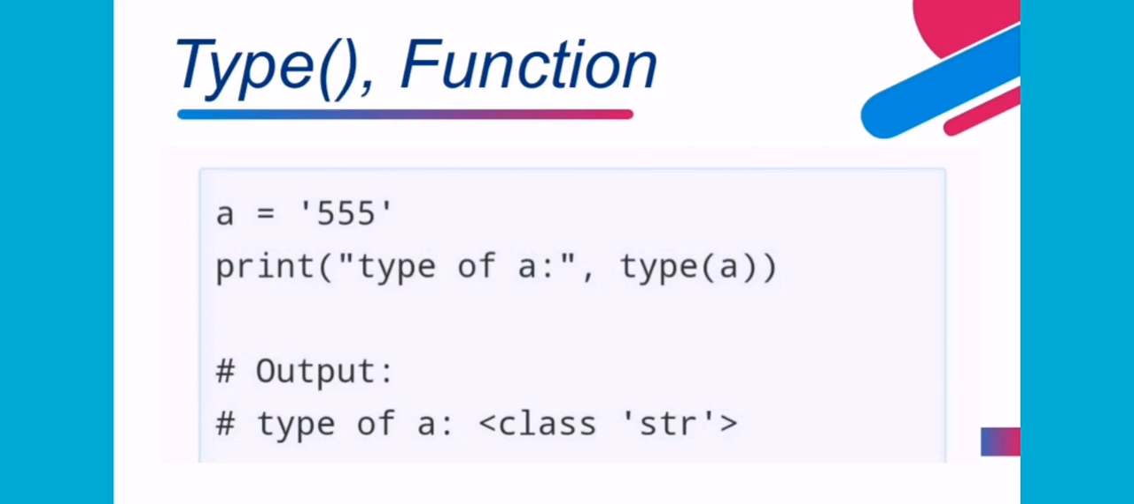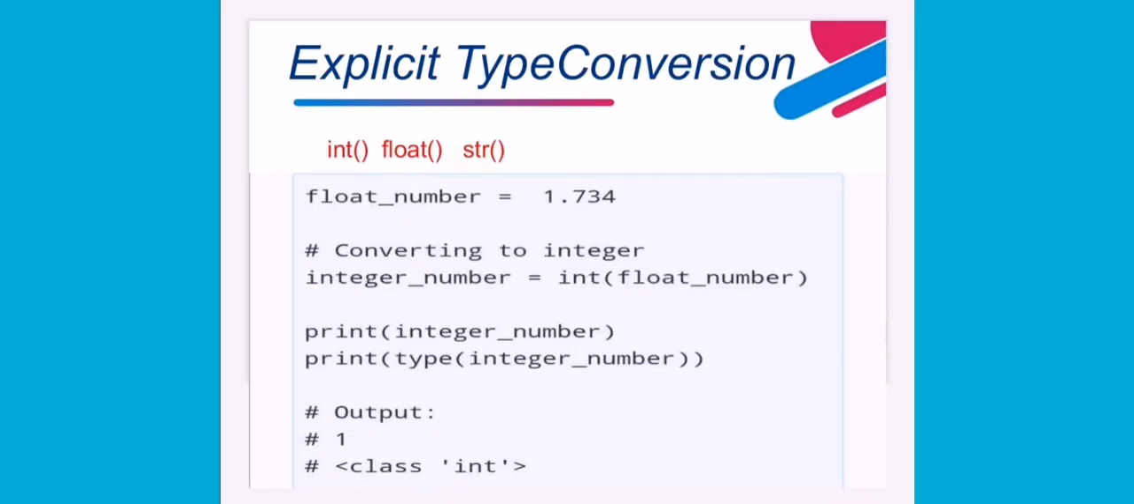Explicit type conversion. In explicit type conversion we use predefined functions like the int function, float function, str function, etc. to convert one data type to another data type. This means if you want to convert one data type to another data type forcefully, not automatically, we can use these functions.